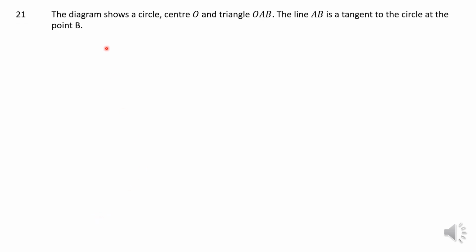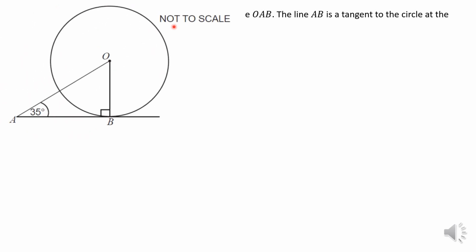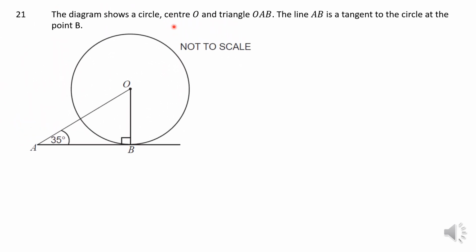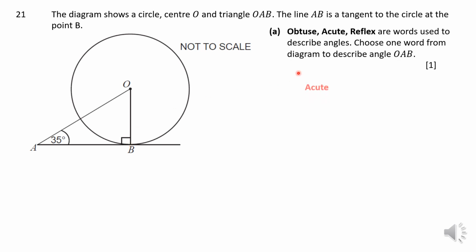Question 21, the diagram shows a circle and triangle OAB. As you can see, the line AB is a tangent to the circle at point B. First question, they say words like obtuse, acute, and reflex are used to describe angles. Now, when you look at angle A, this is an angle that is less than 90 degrees, and it therefore has to be an acute angle.